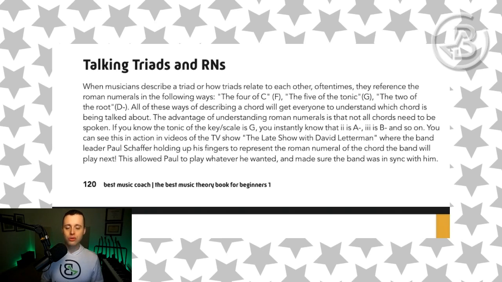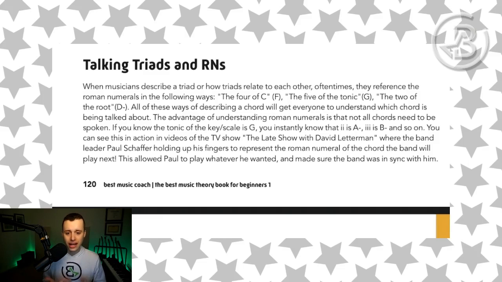So when they say the 2 of the root, what they actually mean is the 2 of the tonic, or the 2 of the 1, which in the scale of C major would be a D minor triad, because we're talking about 2, C, D, and we know from our triad quality formula, major, minor, minor, major, major, minor, that the chord built off of scale degree 2 is going to be a minor triad. So all these different ways of describing a chord will get everyone to understand which chord is being talked about.